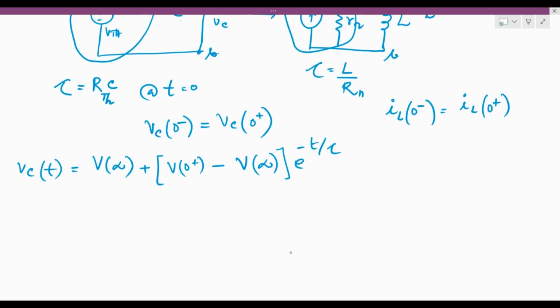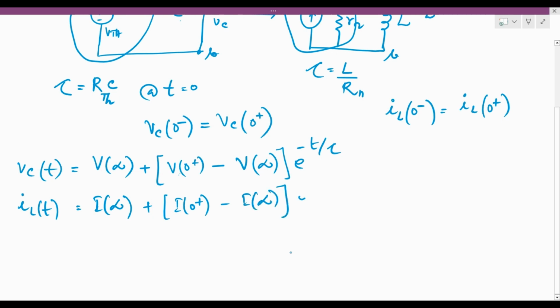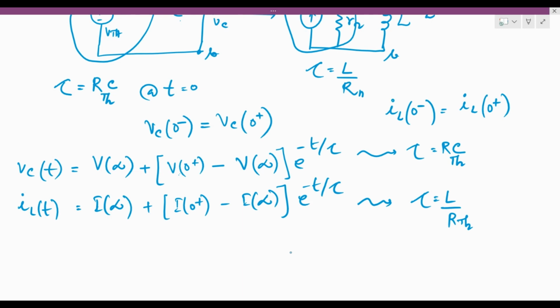On the other hand, for the inductor, we can say I L of t is going to be equal to I infinity plus I of 0 plus minus I of infinity, into e power minus t by tau. Here, for the capacitor, tau is going to be equal to R C, where R would represent R TH, and for the inductor, tau is going to be equal to L by R TH. That depends on whether we are representing the circuit using the Thevenin circuit or Norton's equivalent circuit. In either case, the Thevenin's resistance and the Norton's resistance are going to remain the same.